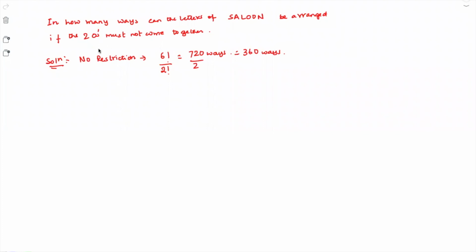Now, if the 2 O's are together, then what will happen? We will consider the 2 O's as one single unit, and there are 1, 2, 3, 4 others. So the number of ways in which the rearrangement can happen is 5 factorial ways, which is 120 ways.